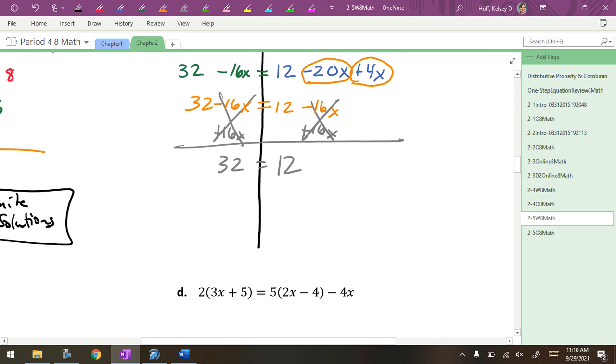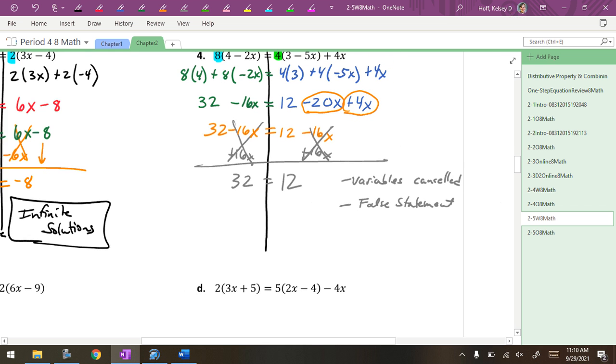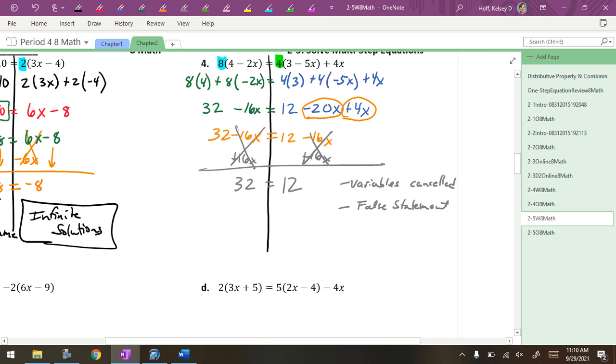Now, did your variables cancel? Yeah, the variables absolutely canceled. Do you have a true statement? No. So here we have a false statement. So we have the opposite of what we had on the left. On the left, we said infinite solutions. Absolutely any number you plug in is going to make true statements. So guess what this answer is? No solution. There is not a single number that you can plug in and make the left side equal the right side.